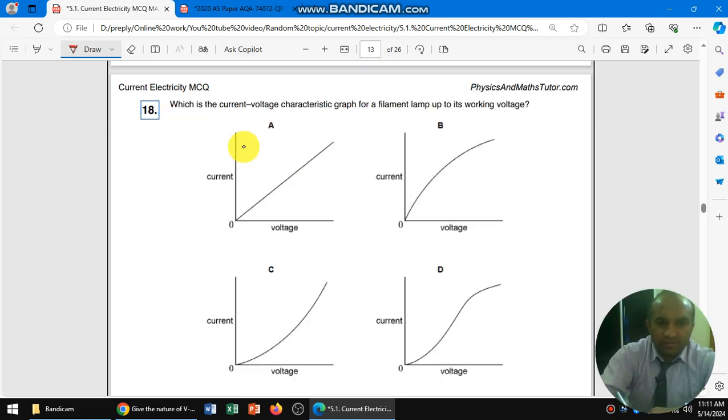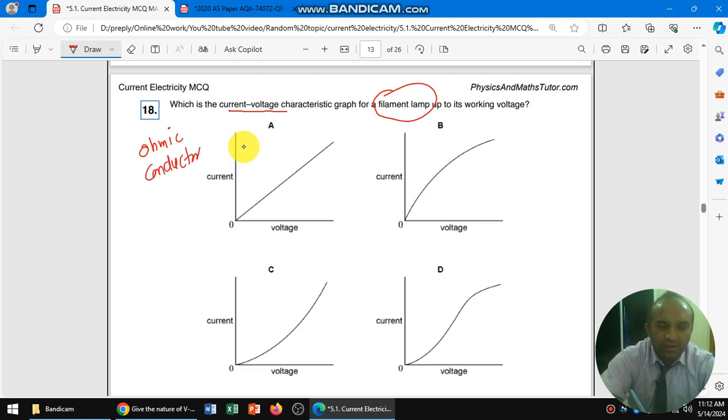Current-voltage characteristic graph. Okay, so we know the first question is which graph shows the filament lamp. The V-I graph for the filament lamp is... A is not for the filament lamp, because A is the ohmic conductor. There are two types of conductor: one is ohmic and the other is non-ohmic.